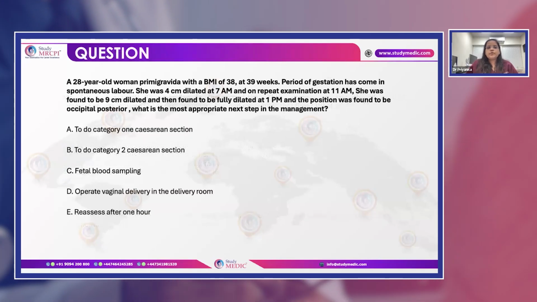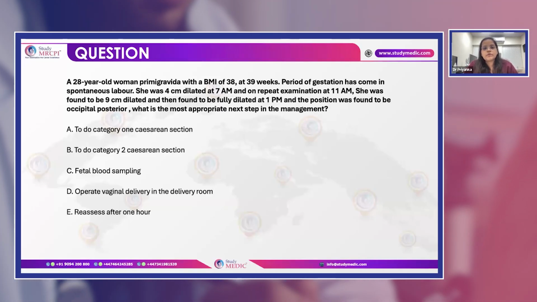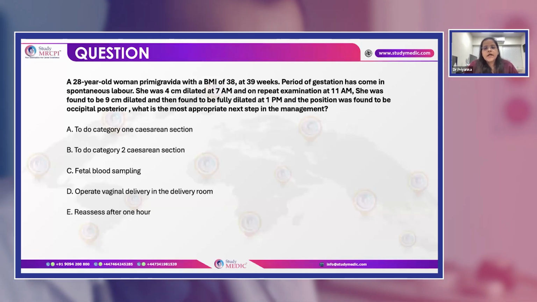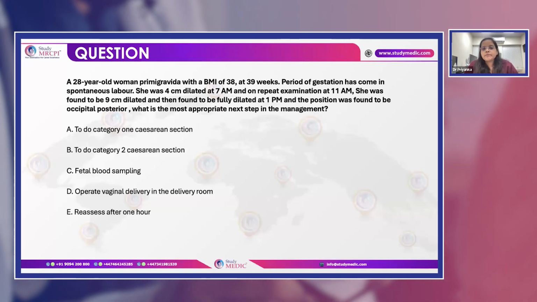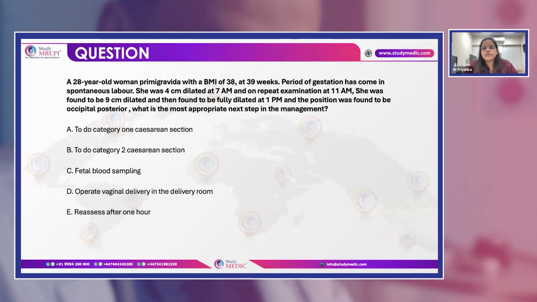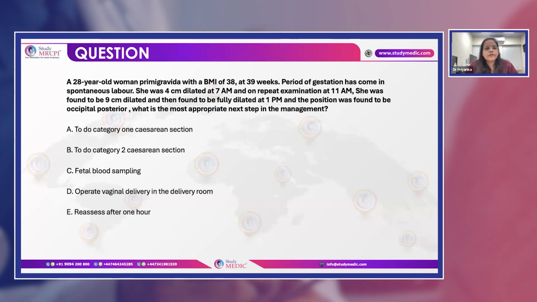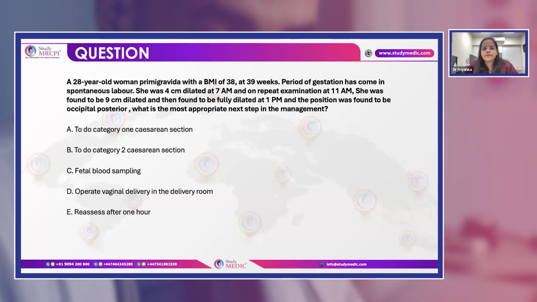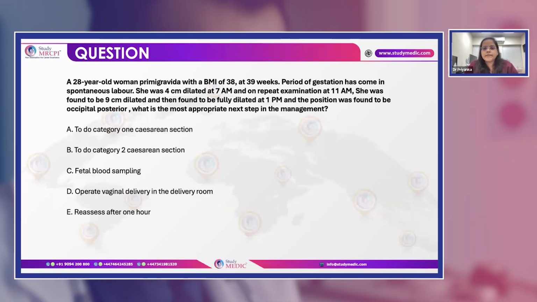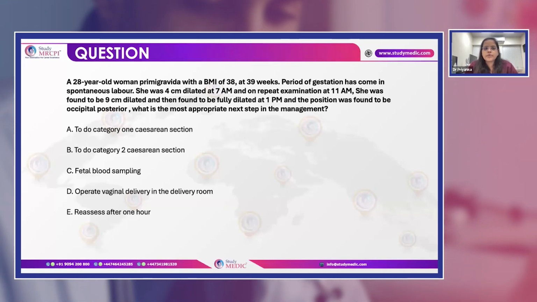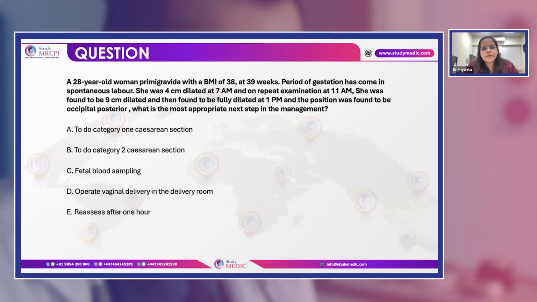So now there is a 28-year-old woman who is primigravida with a BMI of 38. So she has a high BMI at 39 weeks, and she has come in spontaneous labor. At 7 a.m., the cervix was 4 centimeters dilated. And after 4 hours, that is at 11 a.m., the cervix was found to be 9 centimeters dilated. And after 2 hours, that is at 1 p.m., it was found to be fully dilated. But the position was found to be occipito-posterior. So there is malposition. So what is the most appropriate next step in the management?